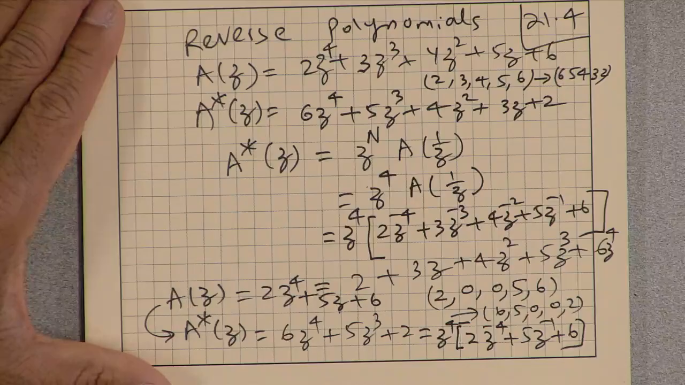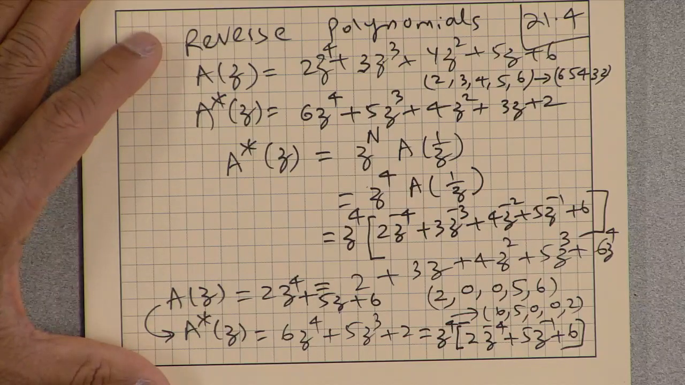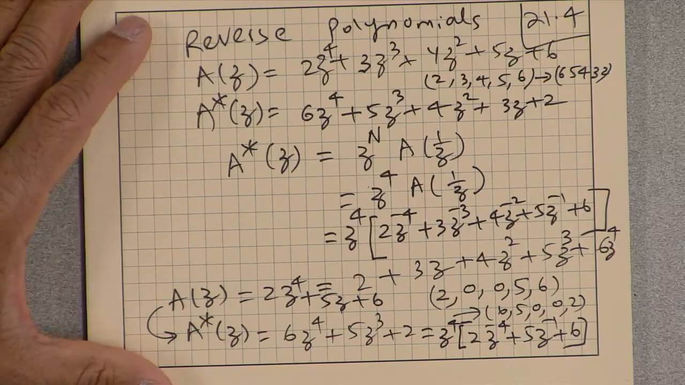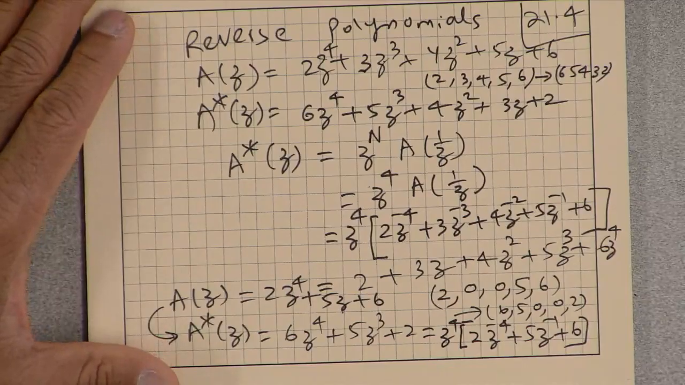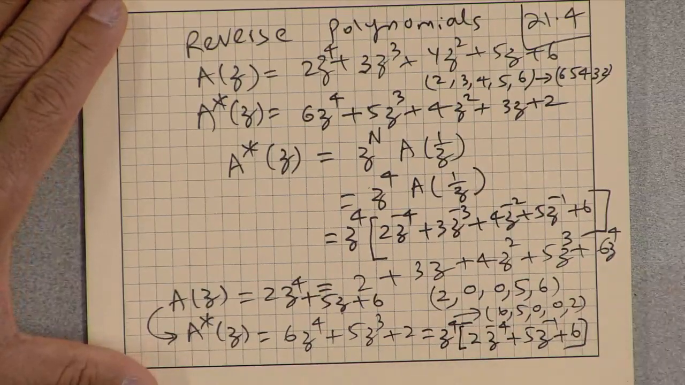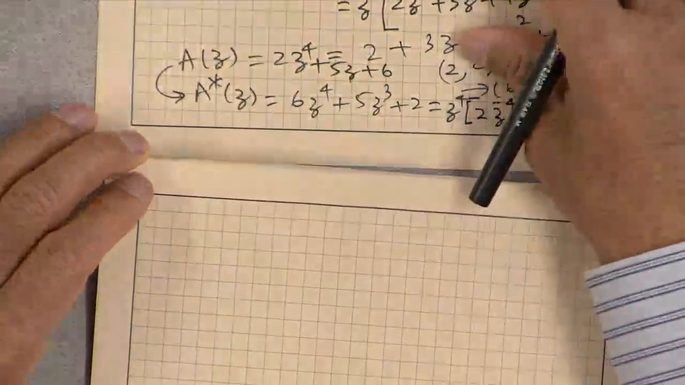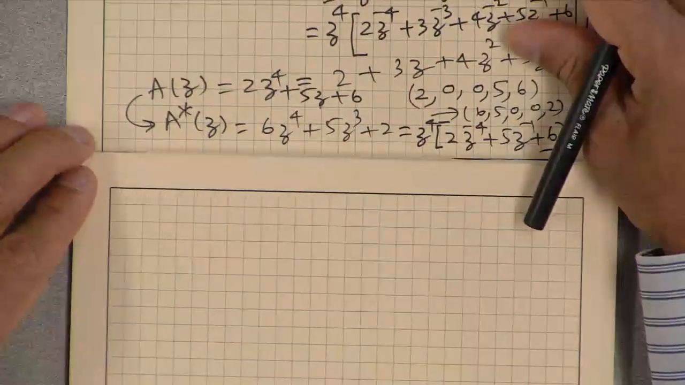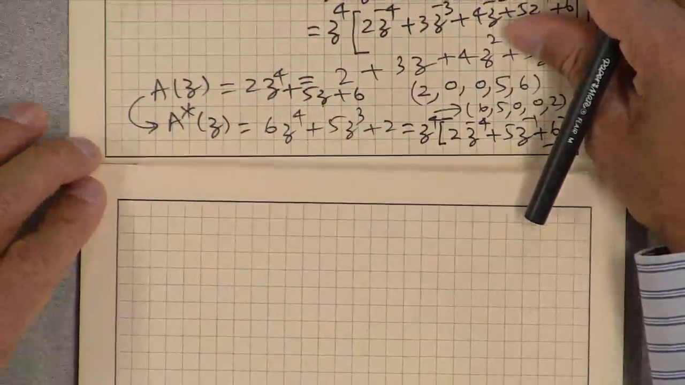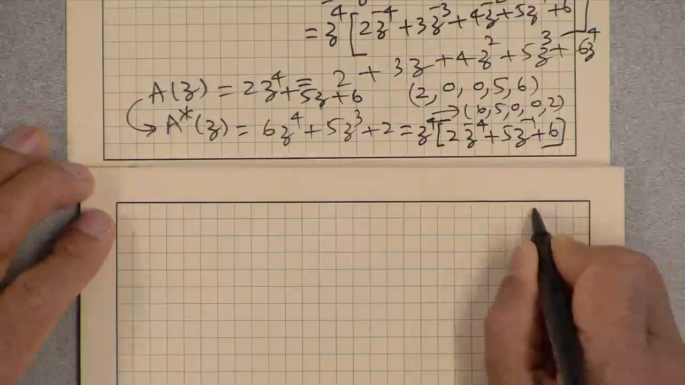Okay, so that's the definition of reverse polynomial, which means the coefficients are present in reversed order. Okay, so now let's talk about how the degree reduction process can begin using the original polynomial and the reverse polynomial.